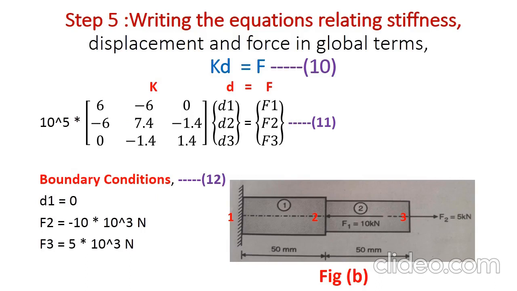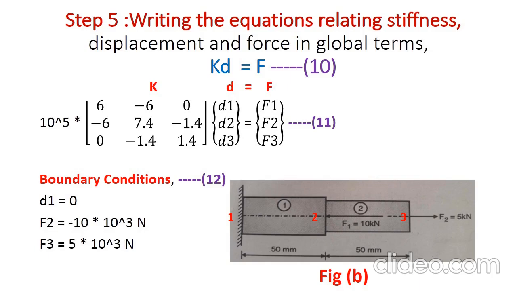Step number 5, we will write the equation relating stiffness, displacement and force in global form. The question was to find out displacement. To find out displacement, the mathematical model is K D is equal to F. K stands for the global stiffness matrix, just as we have calculated. D stands for the displacement. Capital F stands for the forces acting on the elements.